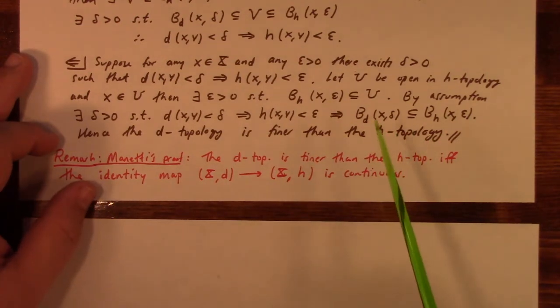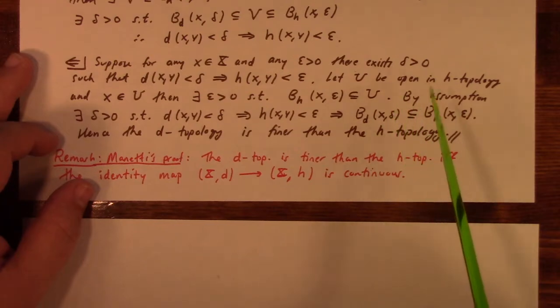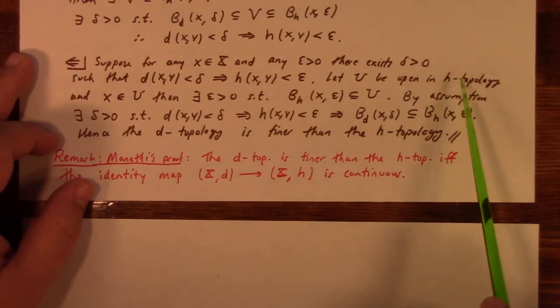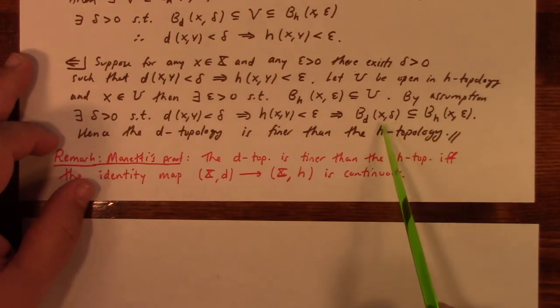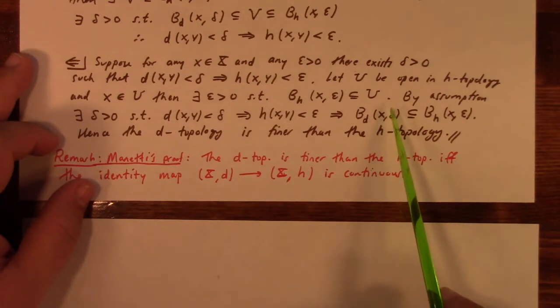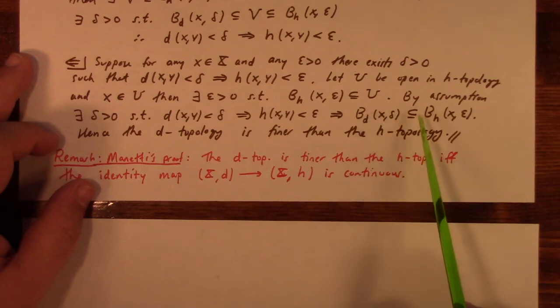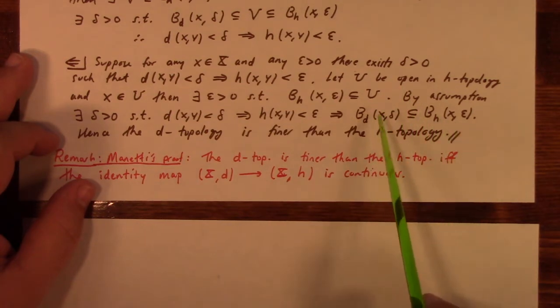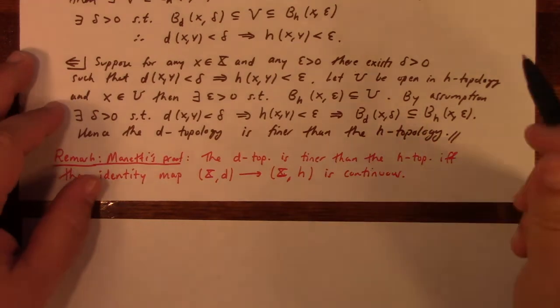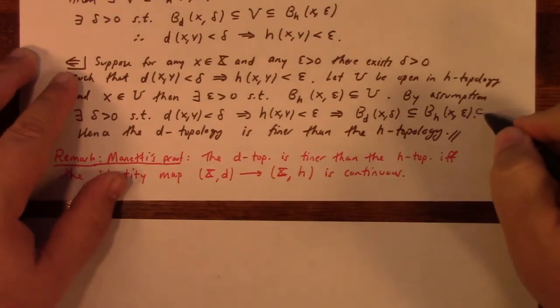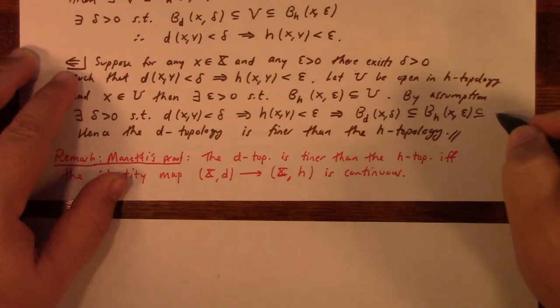given an open subset in the H topology, there exists an open set in the D topology which is contained in that set. And that's what this shows, right? Because of course this is a subset of the ball around U. I guess I should complete the thought.